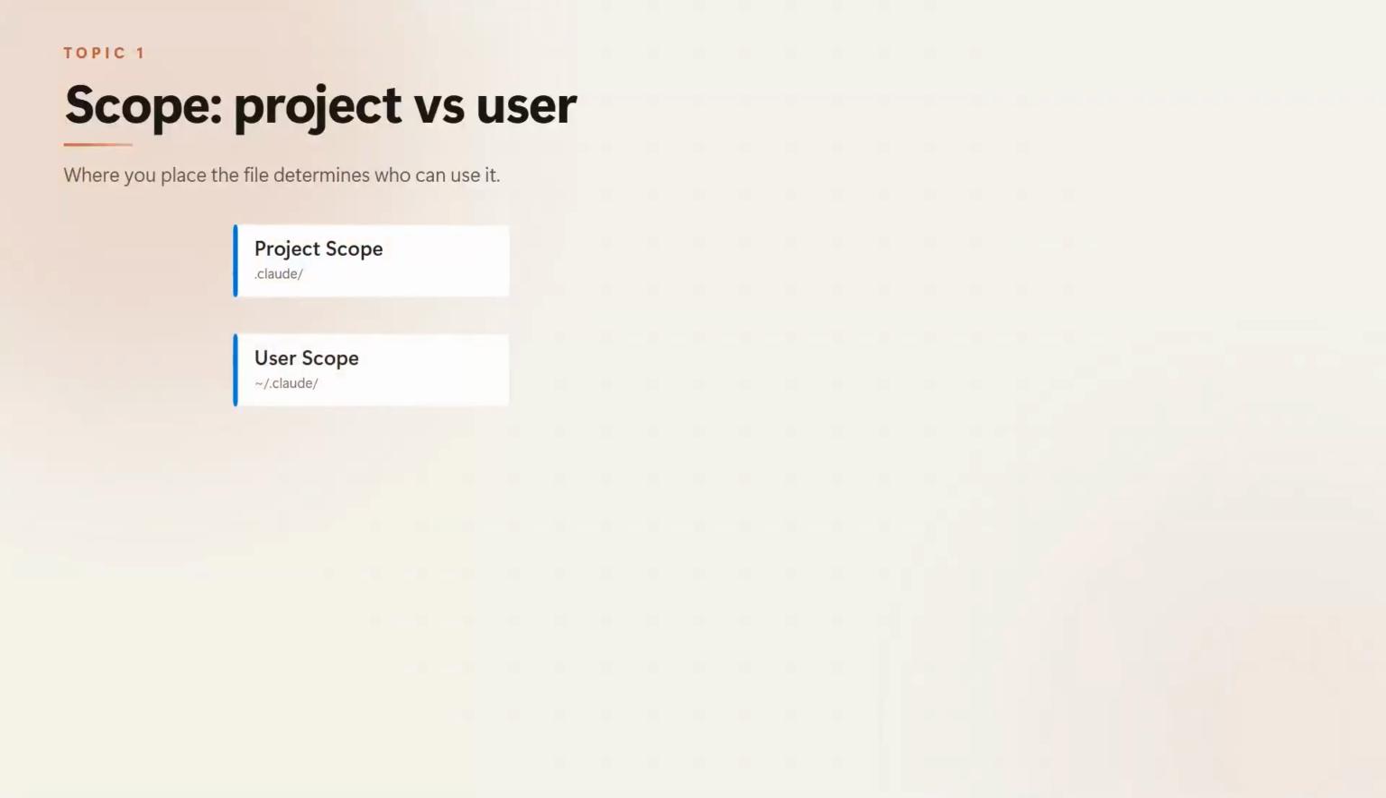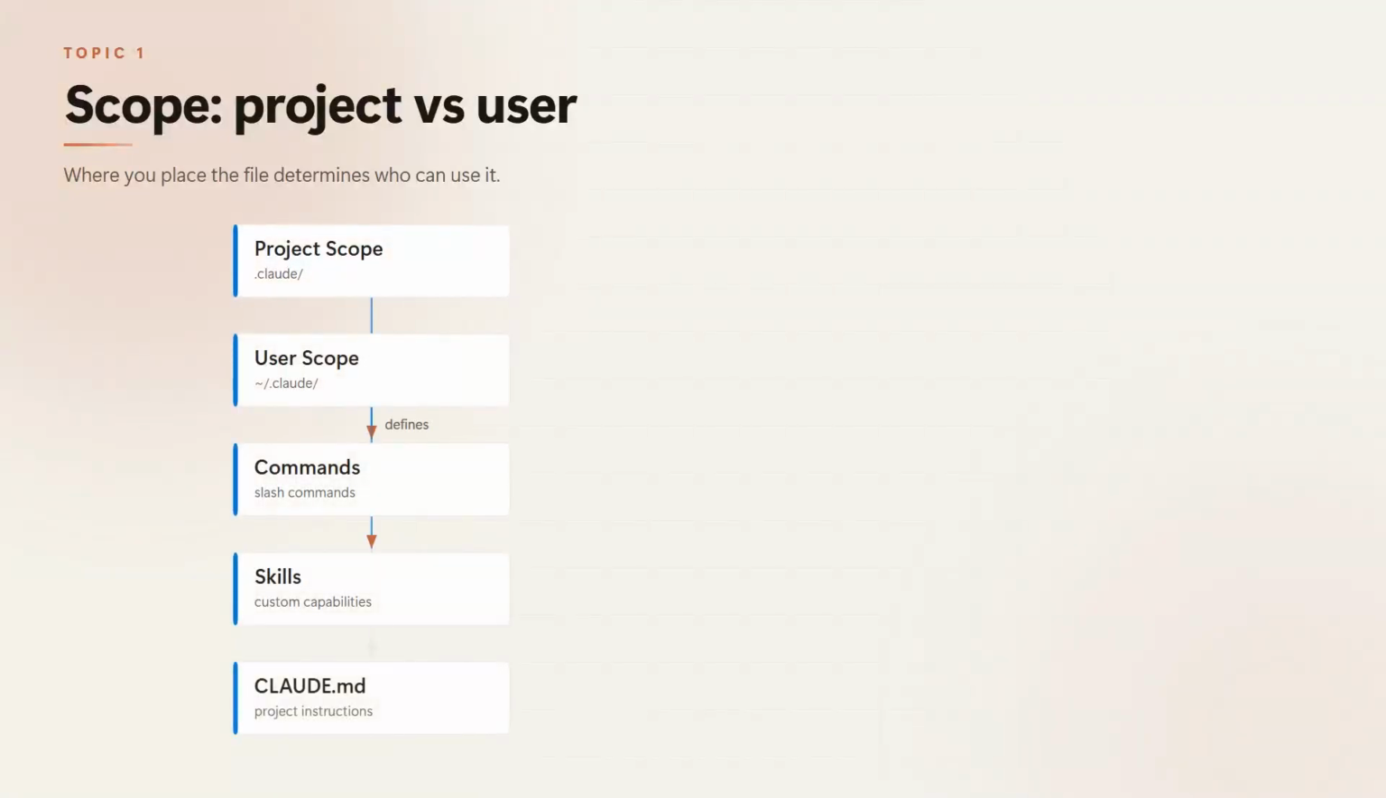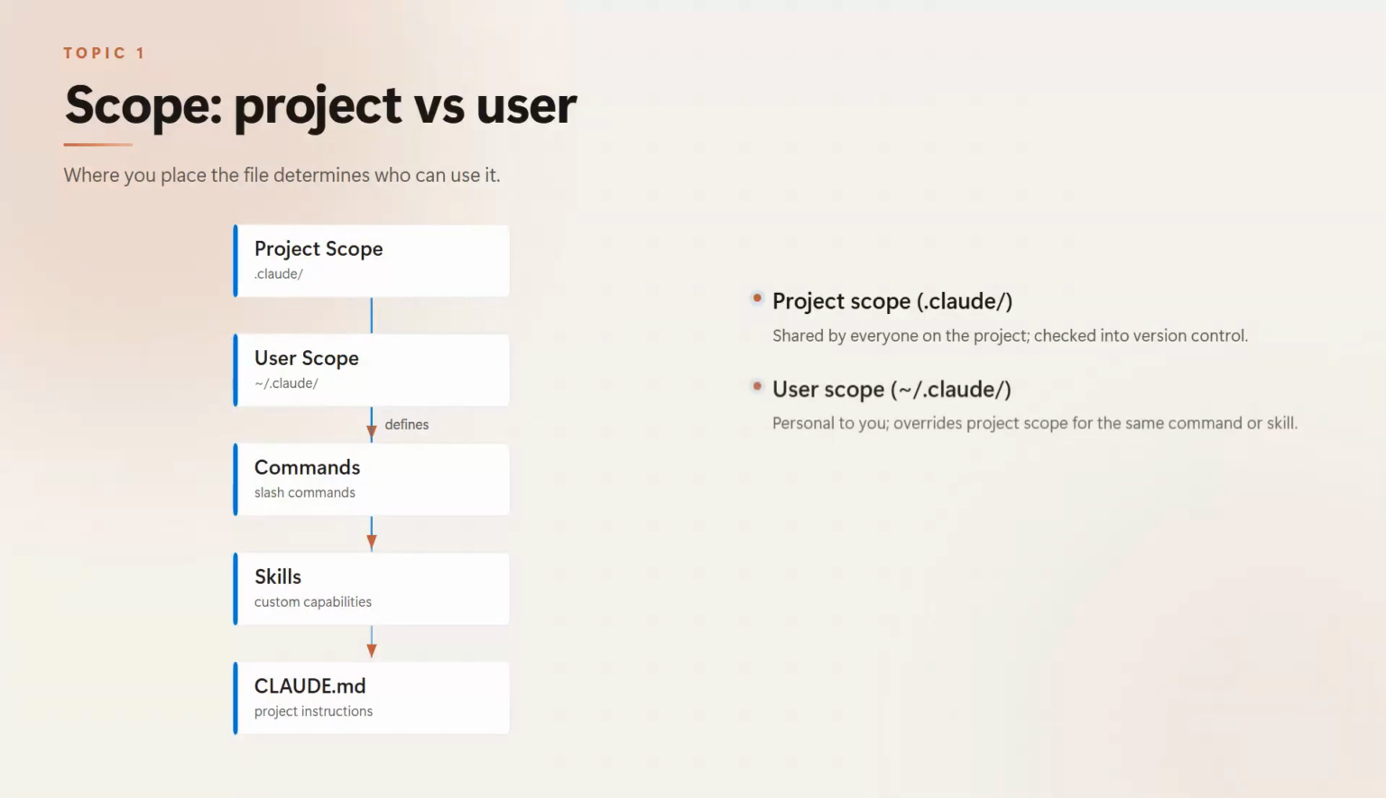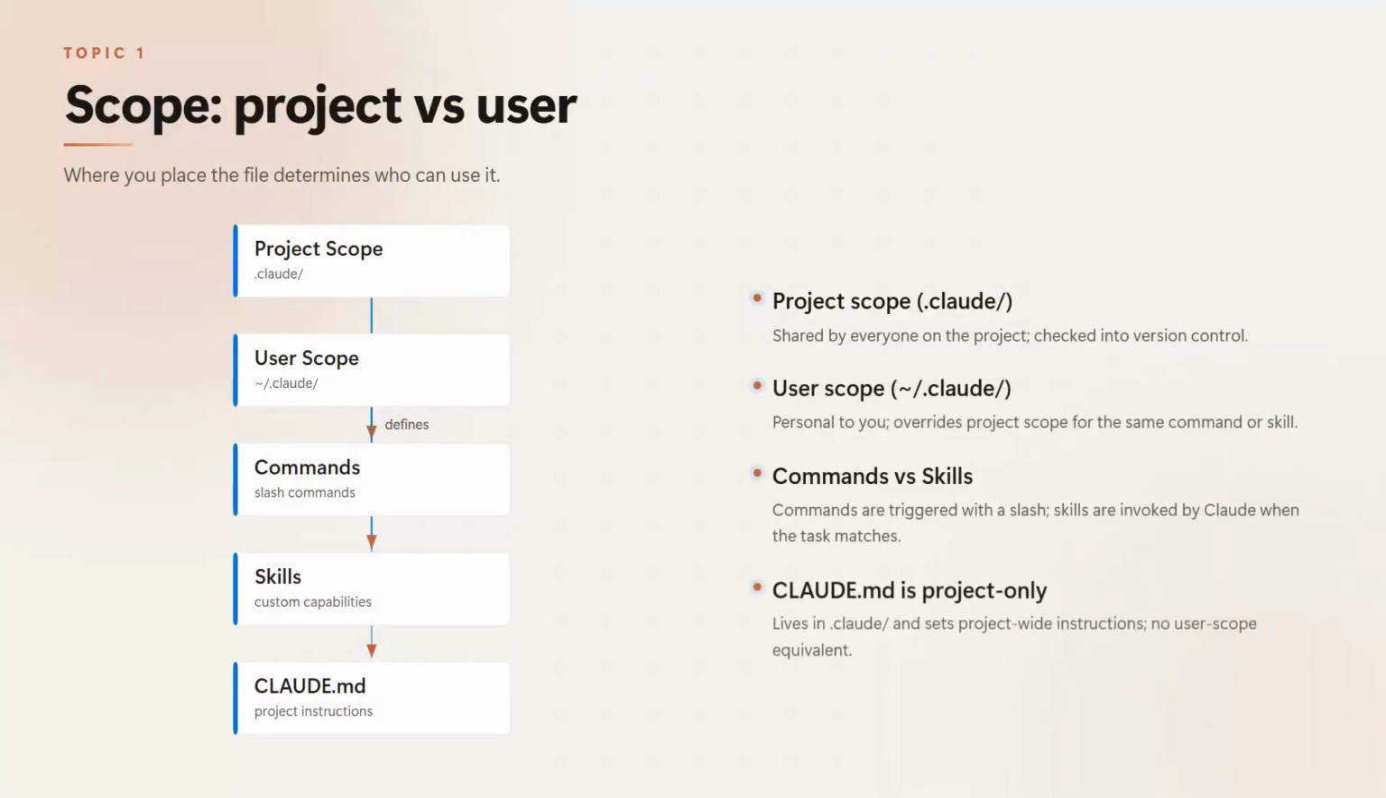Here is how this module builds up. Scoping is about who can see a directive and when it takes effect. Project scope, the .claude/ directory at the root of your repo, is shared through version control. Everyone who clones the project gets those commands and skills. User scope, the ~/.claude/ directory in your home folder, is personal. It never leaves your machine.